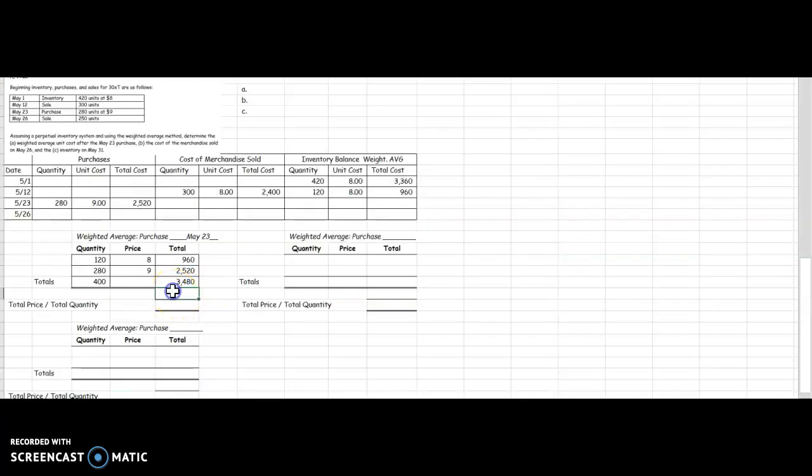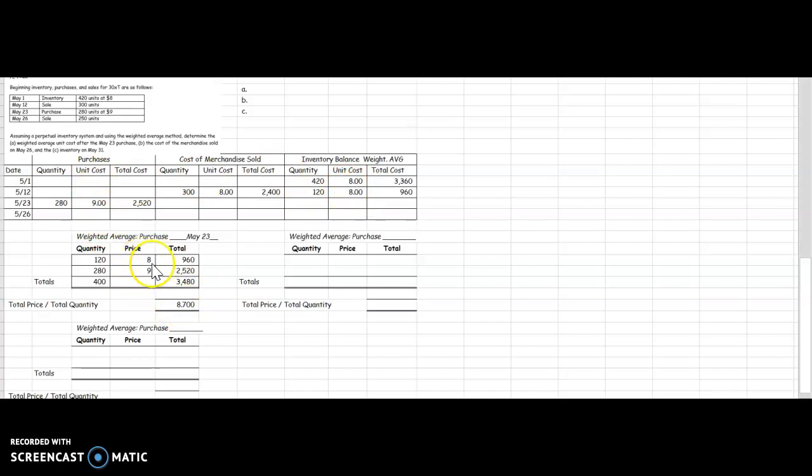So 3,480 divided by 400. So my average price is $8.70. If you look at that, that makes sense because this is a weighted average.